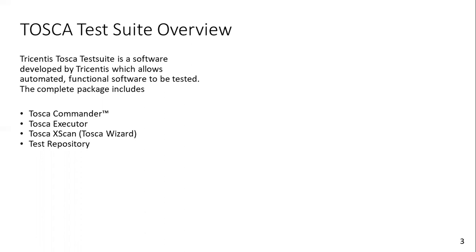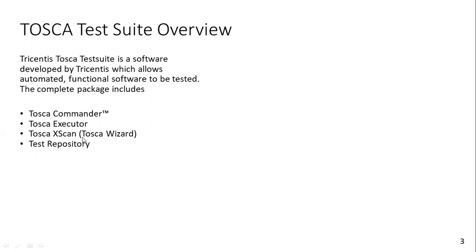So to start with, Tosca has basically four parts, which I generally say to everybody. Tosca Commander is the core of Tosca, where you write your test cases, where you execute your test cases, where you capture the test objects. Tosca Executor is a functionality given by Tosca that if you want only the test cases to be executed in some machines, then you can install Tosca Executor, and from one master slave concept, you can get the Tosca Executor done.